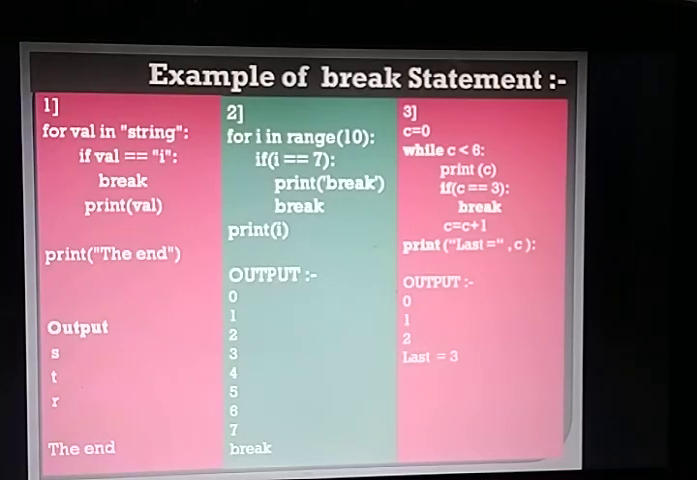Second example, for i in range 10, that means 0 to 9 will be executed. But here we are putting a condition: if i is equal to 7, break will execute. That means you just exit from the loop when i becomes 7. Third example, you can see here c is equal to 0, and as soon as c becomes 3, we are putting a break statement. So the values are 0, 1, 2. This is the concept of the break statement.